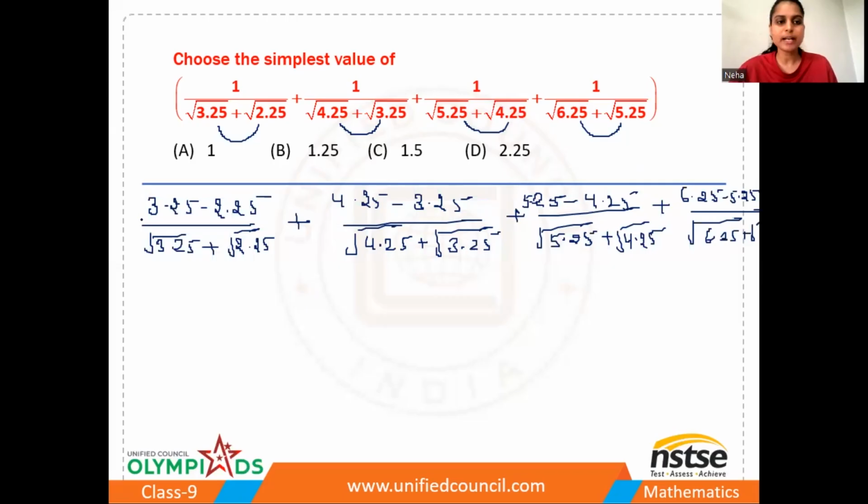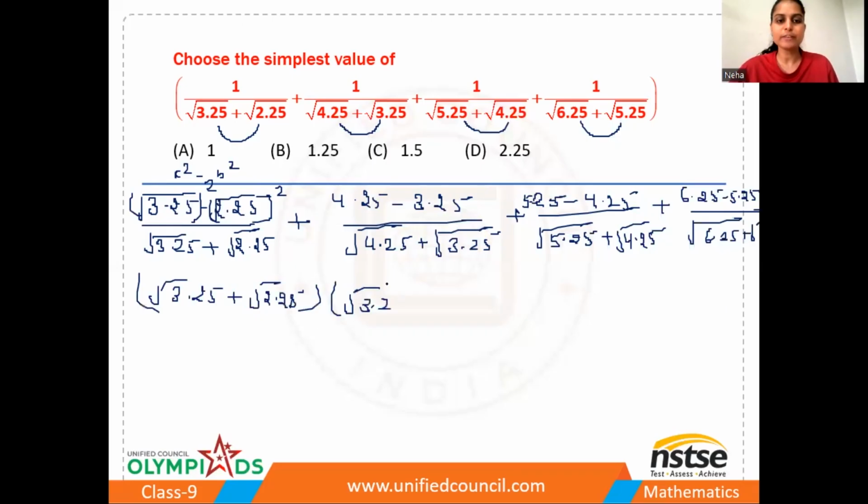Okay, now students, this thing, can I write it like this, square root and then whole square? Square root and then whole square. Yes, I can write it, right? This is the same thing, so just do this with all the numerals. Now I can see that this is nothing but a square minus b square, which I can write as a plus b into a minus b, right? That means square root of 3.25 plus square root of 2.25 multiplied by square root of 3.25 minus square root of 2.25, right?